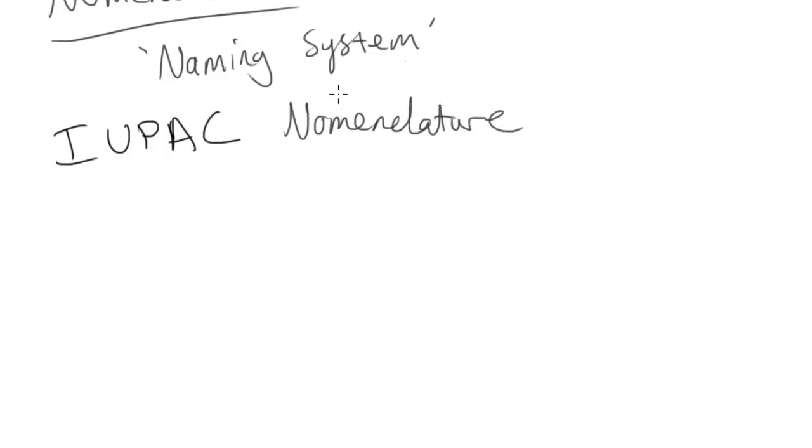because there are other different nomenclature systems, and this is one of the easiest ones to use. So we use this at AS chemistry, A2 chemistry, and so on. Now, this IUPAC nomenclature basically names compounds in a systematic way, and it's an international naming system.